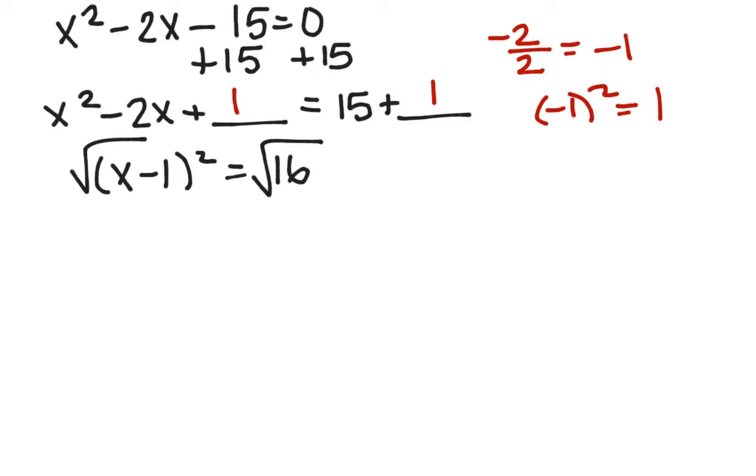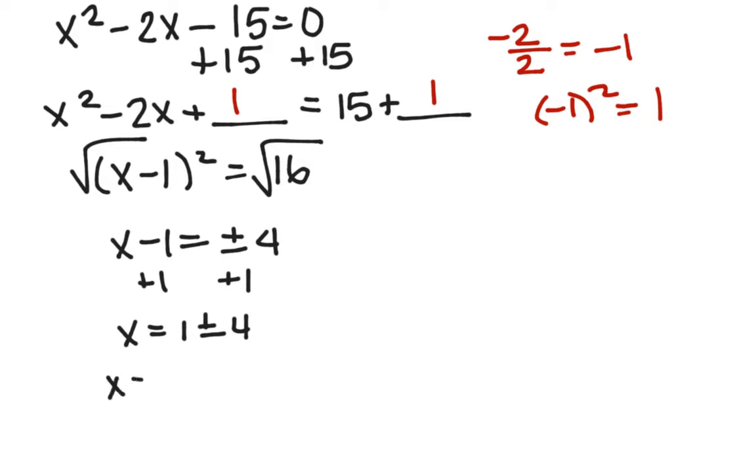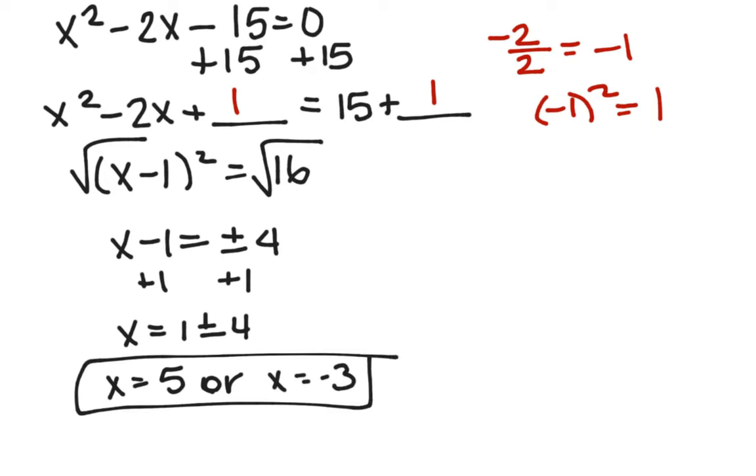Take the square root of each side. x minus 1 is equal to plus or minus 4. And last but not least, add 1 to each side. So that gives me 1 plus or minus 4. 1 plus 4 is 5. And 1 minus 4 is negative 3. So my two answers are x equals 5, or x equals negative 3.